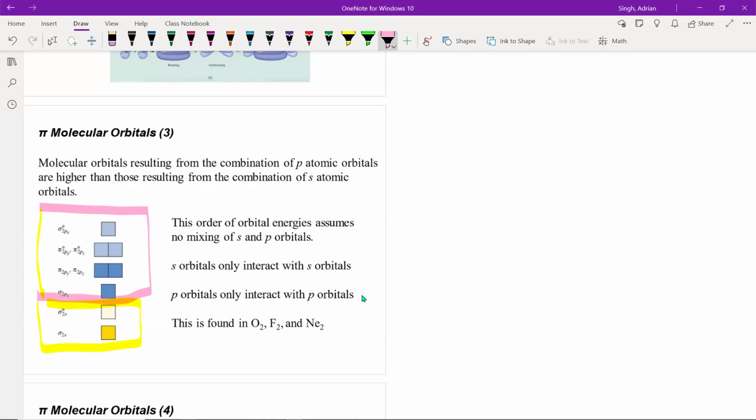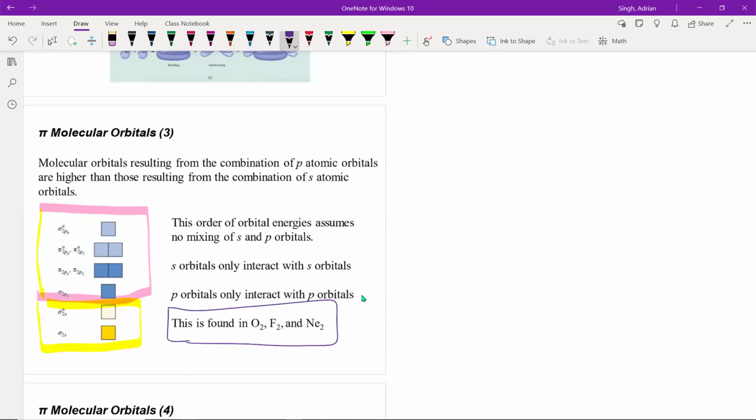And what we're going to see here is it's possible in some cases for the s and p orbitals to mix, and in some cases the s orbitals will interact only with s orbitals, p orbitals interact only with p orbitals. And in this case, there's no mixing of the s and the p. And this is going to happen in instances where we're looking at oxygen, where we're looking at fluorine, where we're looking at neon.